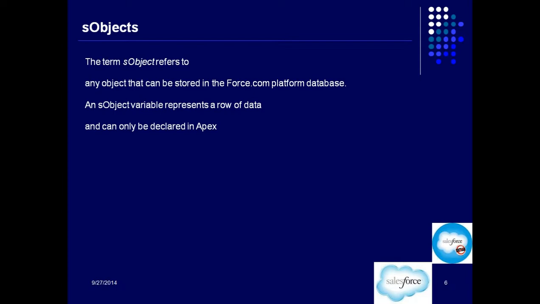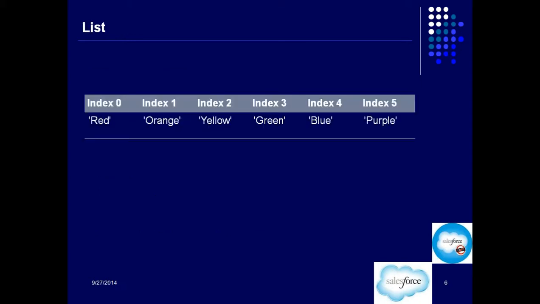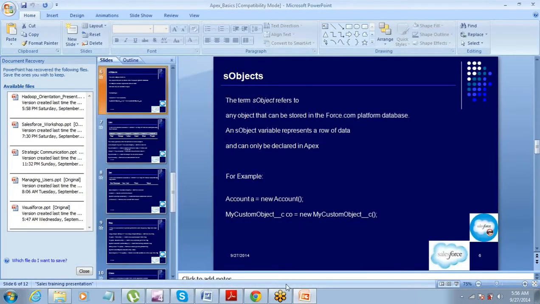So understood, sObject means Salesforce object, and an sObject variable basically means a row of data in that object. For example, if I am talking about account, and I define a variable A with a data type account, that will mean A is a row of data, one single record in the account, one account. For example, account A equals new account, my custom object C equals new my custom object. So let me just show you a few examples so that you can relate to this.